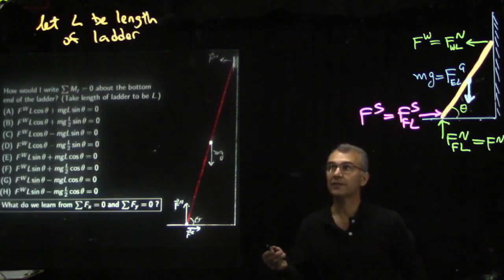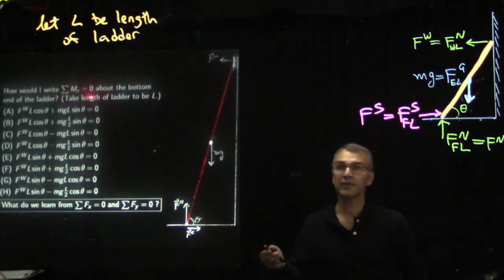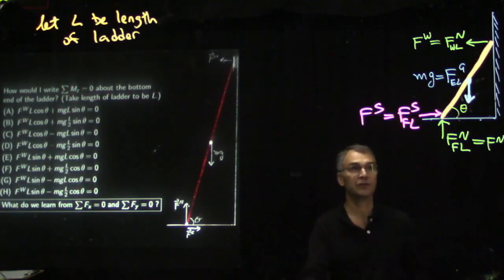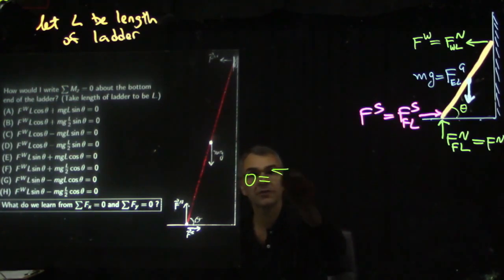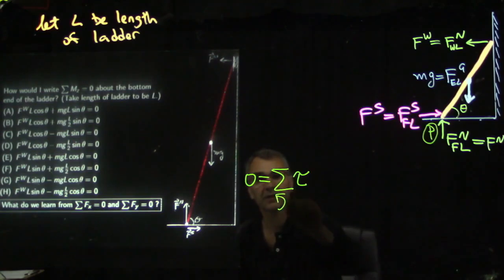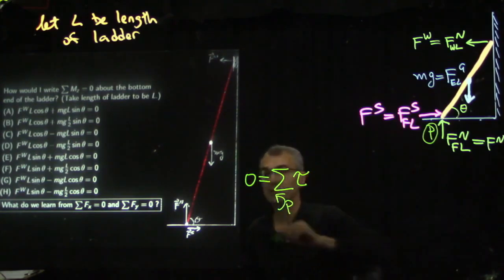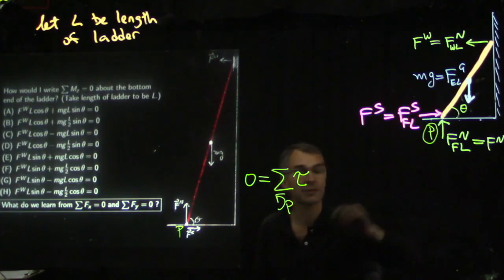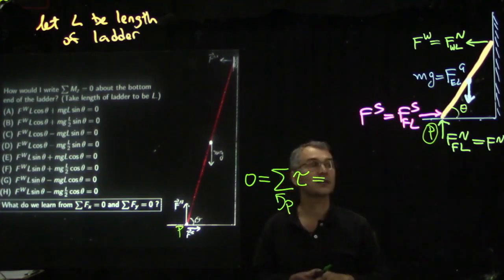Let's let L be the length of the ladder. How do I write down the torque equation about the bottom end of the ladder? Our convention is counterclockwise minus clockwise. Let's just try to write it down. 0 equals the sum of torques counterclockwise about P. I decided to label this bottom point P. You don't have to label it, but let's just call that point P. So let's look for counterclockwise torque.